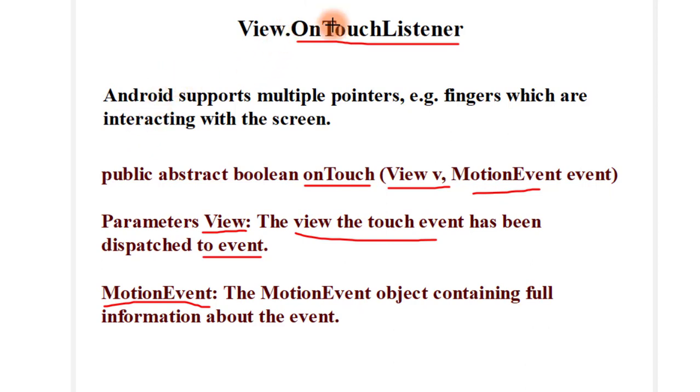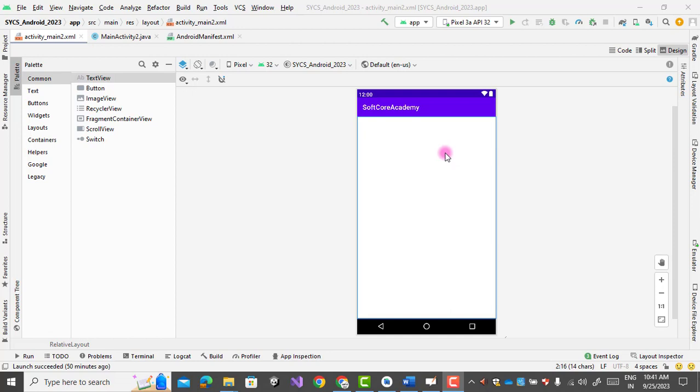So let us start with the practical or the coding part of the on touch listener. We first create an Android application, right? And in that we select the empty activity. When we click on the empty activity, select the language as Java and click on OK. So this will create an Android application like this. This is my Android application. Okay. So now let us start with the designing part of the application first.